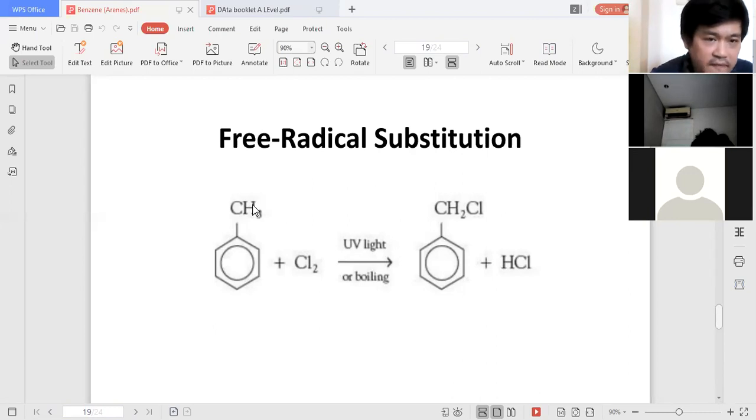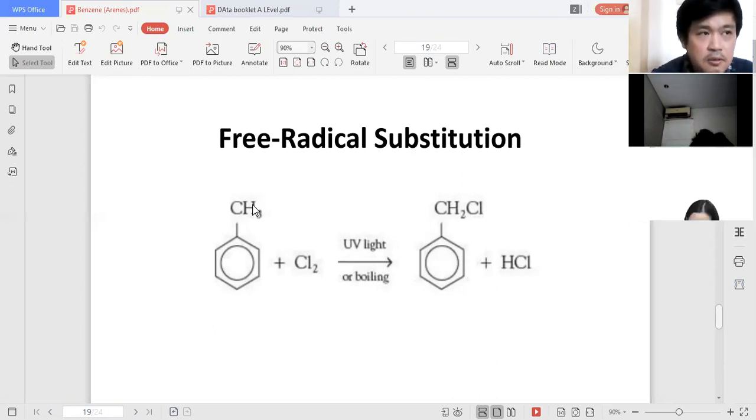benzene, first, if we use chlorine molecule, Friedel-Crafts catalyst, then it becomes chlorobenzene. And it is possible for the chlorine to be attached here.